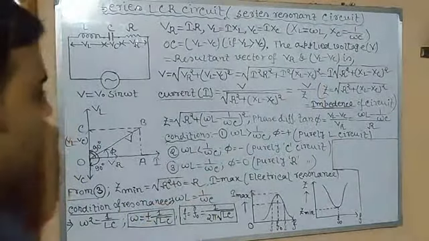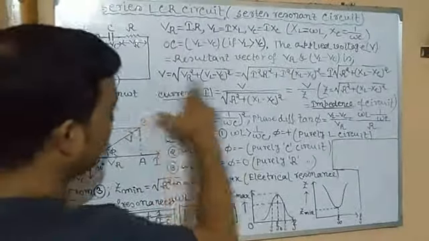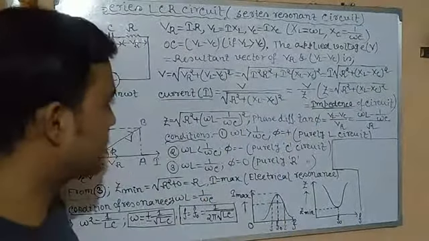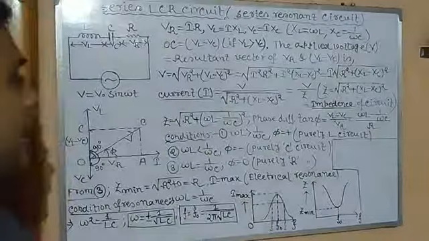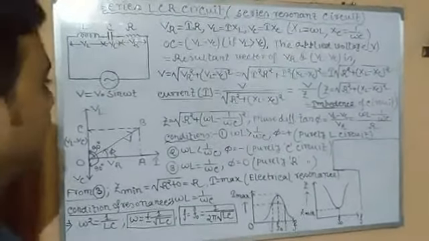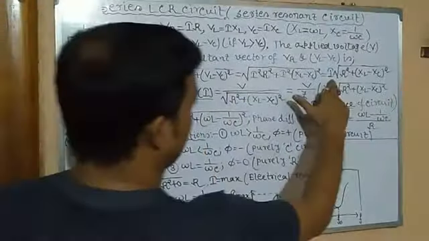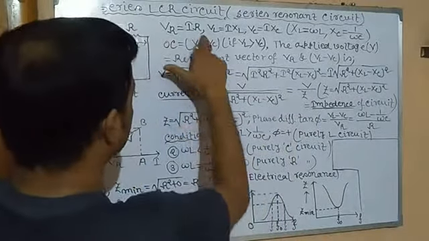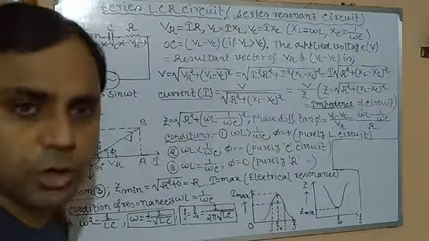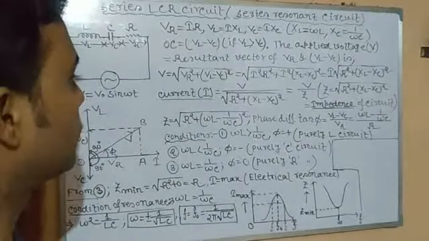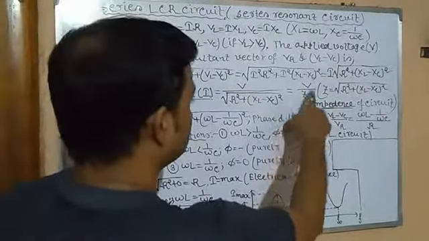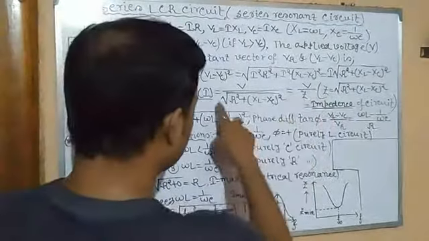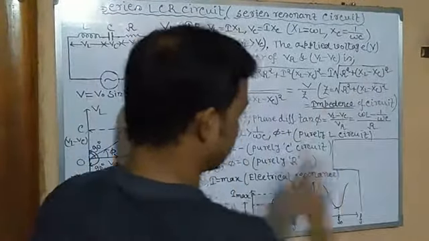Now current I is equal to V by R. V equals I into this, so I is equal to V divided by this, which is V by Z. Now look at an interesting factor. Just compare this equation, I is equal to V by Z, with the conventional Ohm's law. This represents nothing but resistance: Z equals root over R square plus (XL minus XC) square.